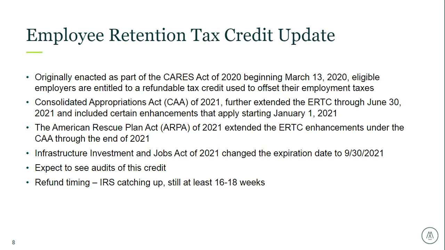And heads up, we are expecting to see audits of this credit. The American Rescue Plan Act extended the statute of limitations from the normal 3 years to 5 years for ERTC claims. And as far as the timing for refunds and credits, the IRS is still very behind in trying to catch up. It's been taking them on average 4 to 5 months to process these ERTCs. I know some of our clients are starting to see refunds and credits recently for ERTCs for the ones that they submitted for second quarter of 2020. So it's taking a while, but the IRS is working through these.